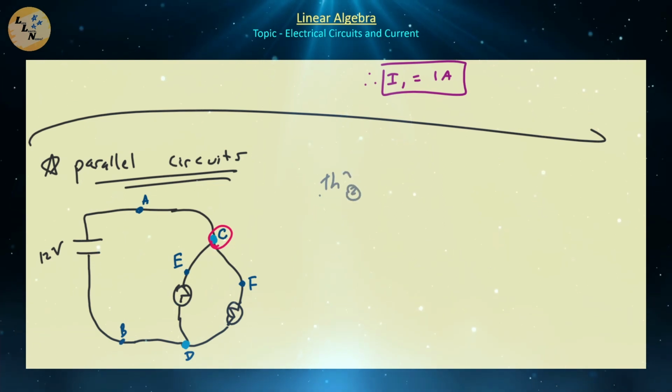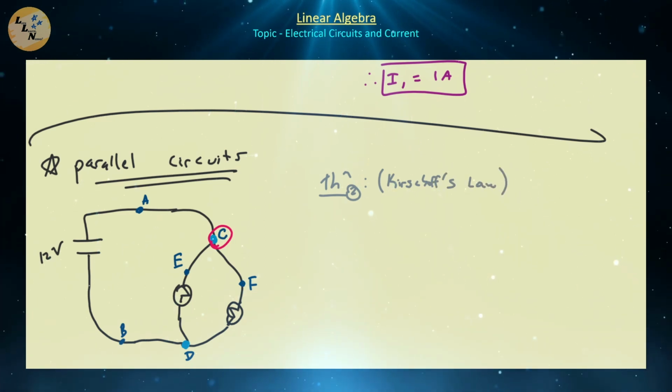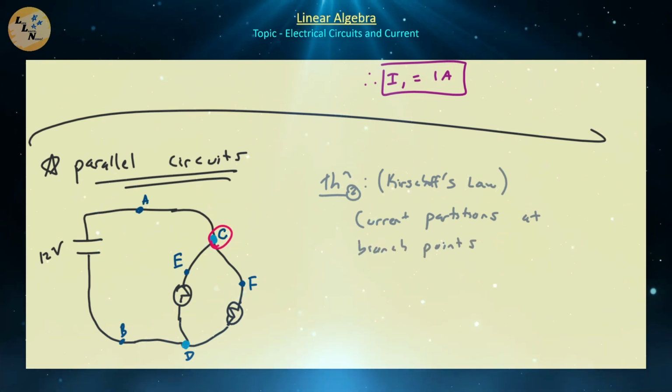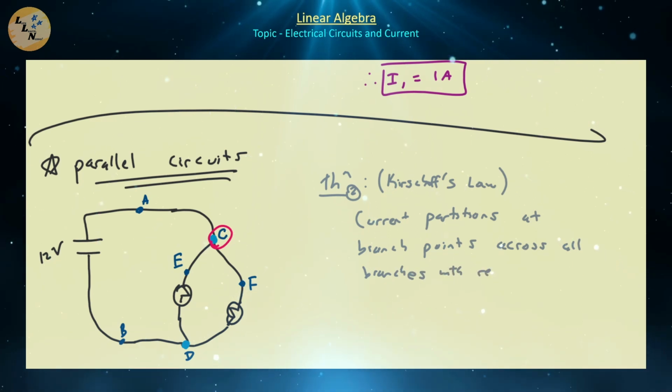So the second theorem, again, which I'm not going to prove, is sometimes referred to as Kirchhoff's law. The first theorem we had was Ohm's law, and now we have Kirchhoff's law, and it says this. The current partitions, i.e. it's equally distributed, none is lost and none is gained, at branch points. So it partitions at branch points across all branches with resistance. And you can think about why I'm including this little piece at the very end here.